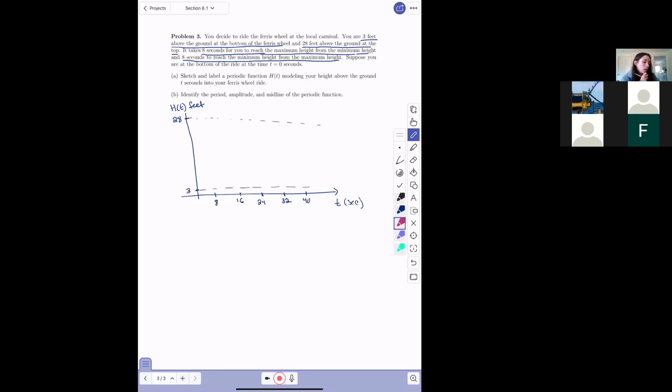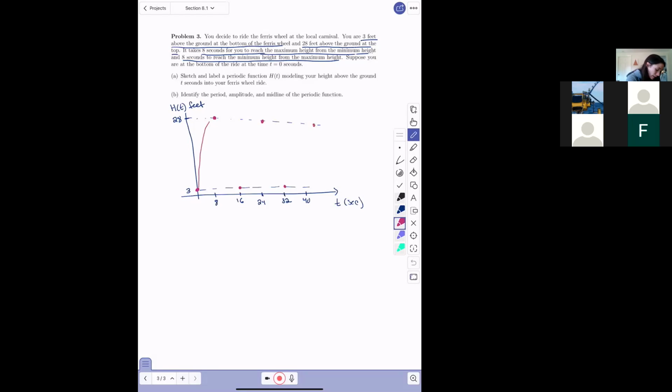draw points. So now we're told that we start at the bottom of the ride, which means we start at 3 feet above the ground. 8 seconds later, we're going to be at the maximum. We're going to be at the top of the Ferris wheel. So 8 seconds later, we'll be at 28 feet. 8 seconds after that, we'll be at the minimum. 8 seconds after that, we'll be at the maximum. 8 seconds after that, we're at the minimum. And 8 seconds after that, we're at the maximum.